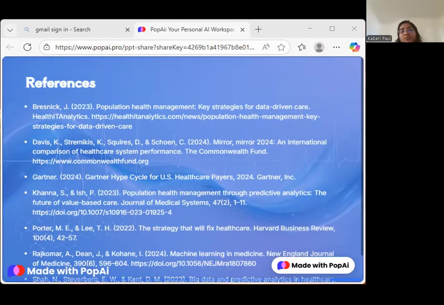This slide includes the full APA 7 references list supporting the research in this presentation. These sources include peer-reviewed journal articles, government publications, and industry reports from organizations such as Gartner, the Commonwealth Fund, Harvard Business Review, and Journal of Medical Systems. All citations follow APA 7 formatting and full references.